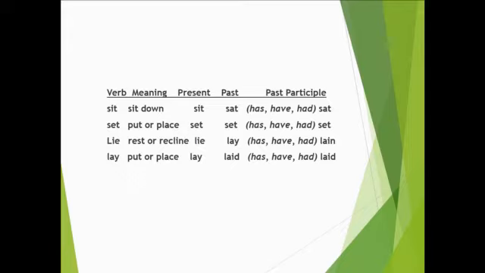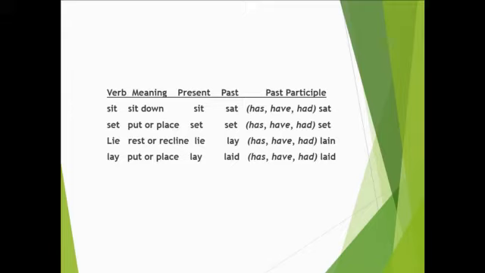Let's see, for example, we have been given here a set of verbs, their meanings, and how to use them in present, past, or past participle. The first word is sit. Sit here means sit down, the opposite of stand. In present form, you use it as sit. Past, it will be sat. If you're using it as a past participle, together with the helping verbs has, have, had, it will be sat.